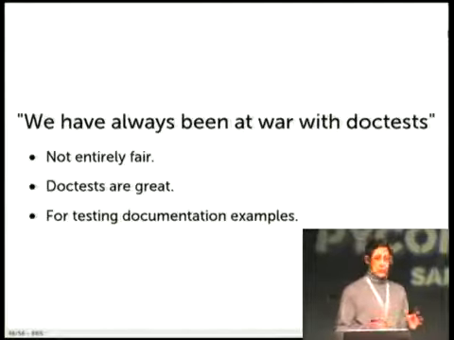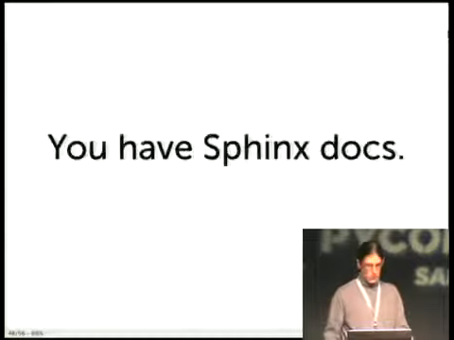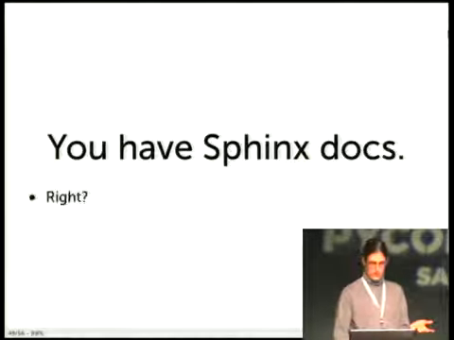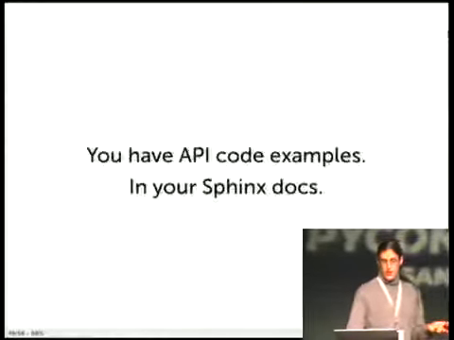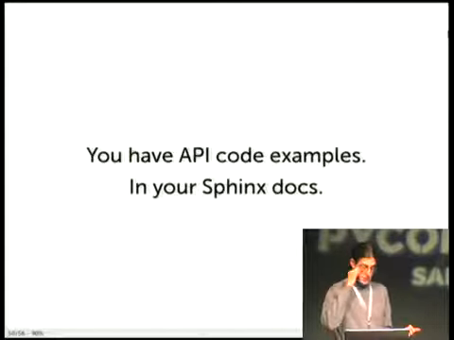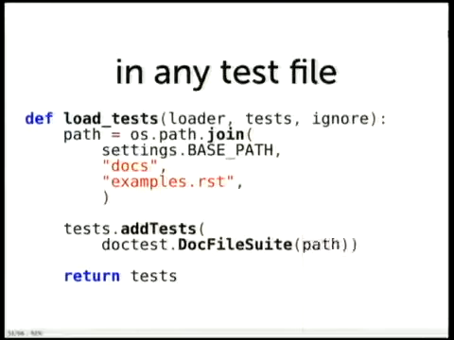And it's a lot easier than most people think to integrate that into your Django test suite. So you have Sphinx docs, right? The answer is yes. And you probably have some API code examples in your Sphinx docs, if you have a Django library or something, or even for your project. And this is all the code it takes to turn those API code examples in your documentation into tests that will actually run and verify that your code examples stay up to date with your code. You just instantiate a doc file suite and point it to a Sphinx text file that has some code examples in it, and it'll just work.